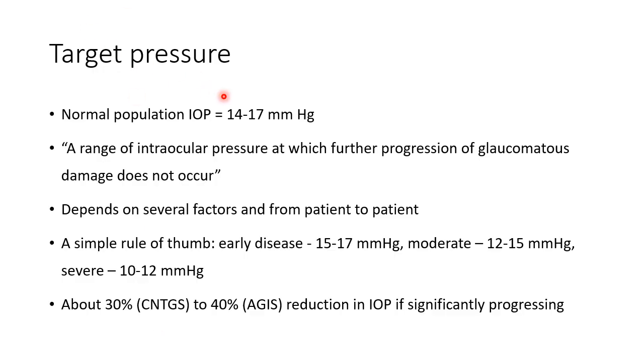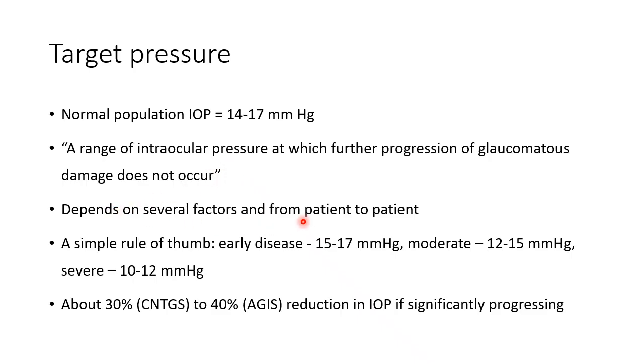So what is target pressure? This is the normal intraocular pressure. Target pressure is basically a range of intraocular pressure, not one pressure, but a range of intraocular pressures at which further progression of glaucomatous damage does not occur. So this is the easiest and the simplest definition of target pressure.